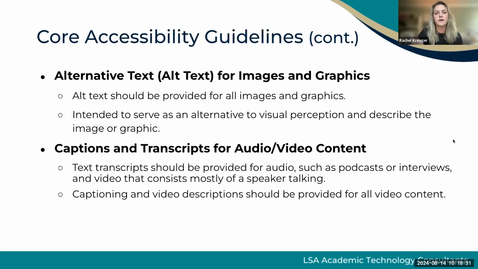All right, and then the last two deal with more of your multimedia types of content: your images, your audio, your video files that you're creating. Anytime you have an image or a graphic, you want to make sure that you are providing alternative text, that alt text. This should be provided for all images and all graphics. It's intended to serve as a visual description of the image or graphic, so someone who's unable to view it has a text alternative that lets them know what that image or graphic is showing.